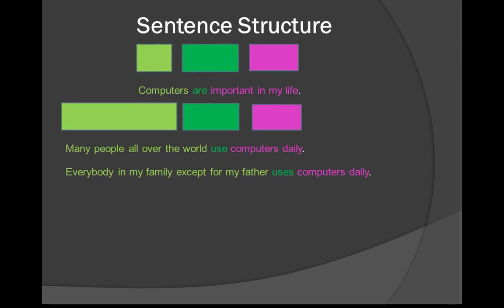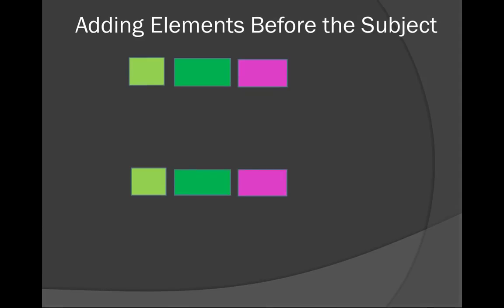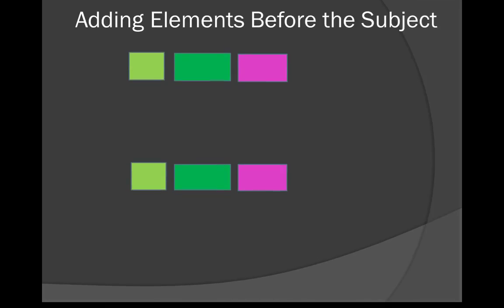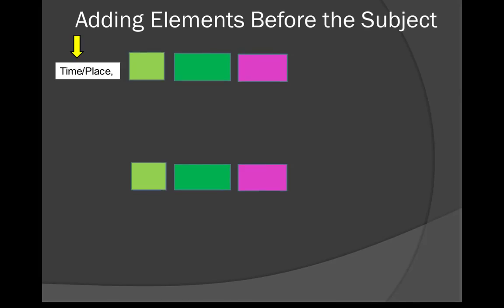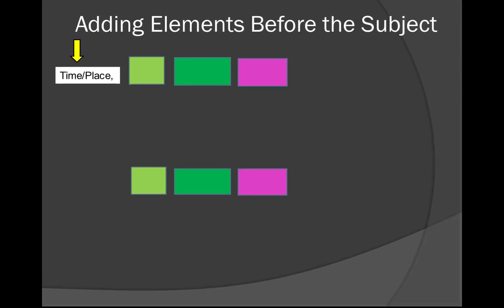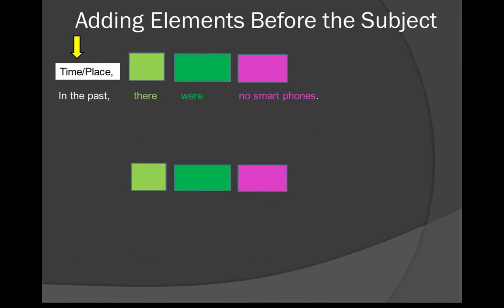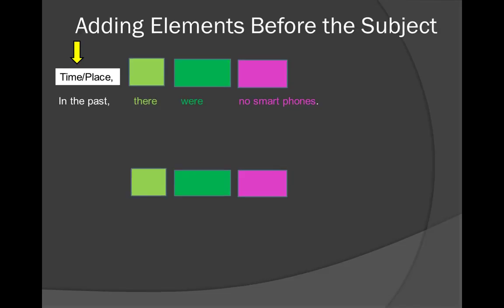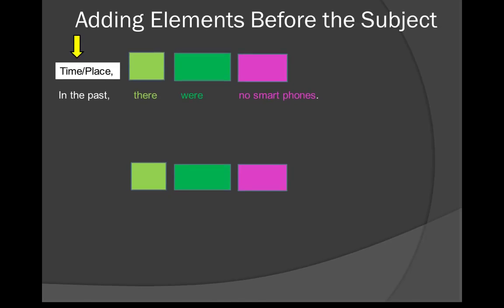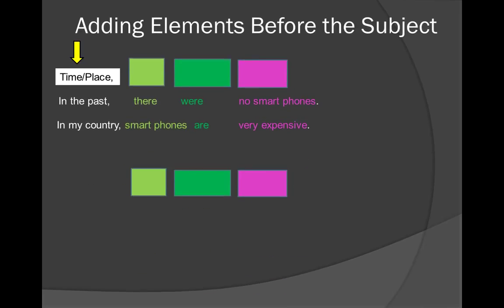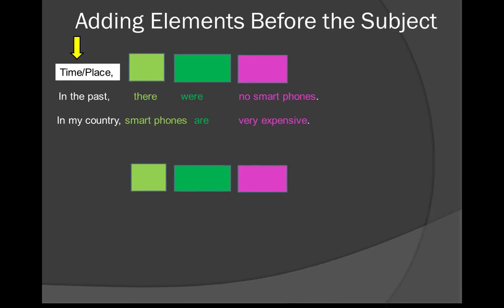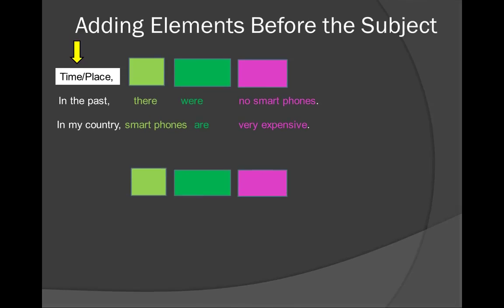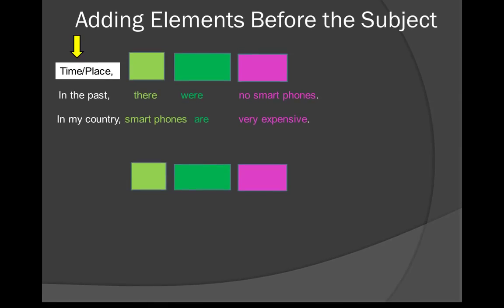All right. Let's now start adding elements before the subject. One of the things we've learned this semester is to add a time or a place word or phrase before the subject. For example, in the past, that's a time phrase, there were no smartphones. I can also add a place phrase: in my country, smartphones are very expensive. There's a comma there, right?